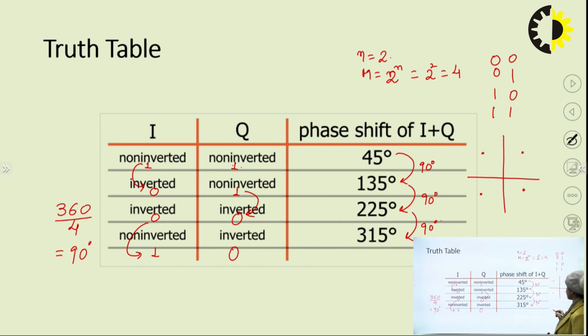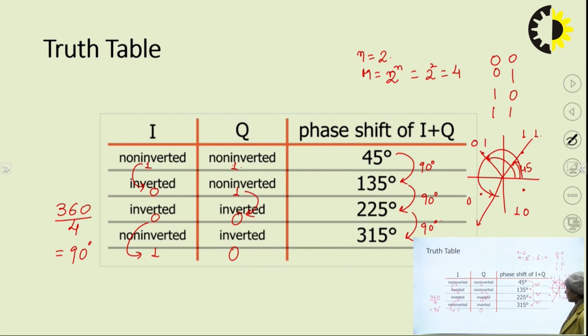For 45 degree, it's 1 1. Right? For 135, that is 45 plus 90, it's 135, 0 1. Right? For 225, this is 0 0. And for 315, or which could also be called as minus 45, the bits I observe is 1 0. Right? So this is what we can see from here.